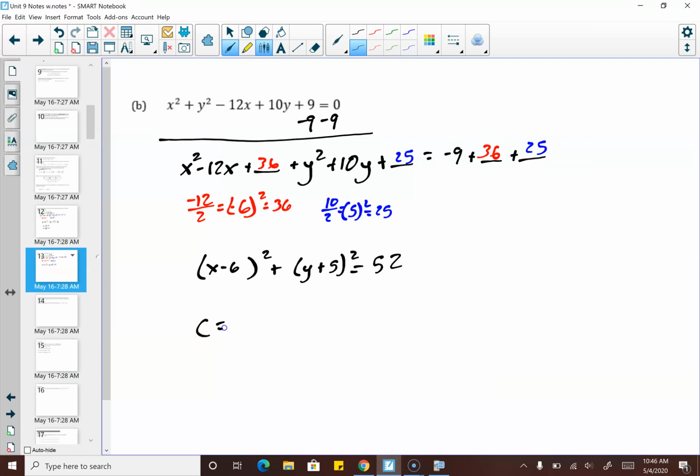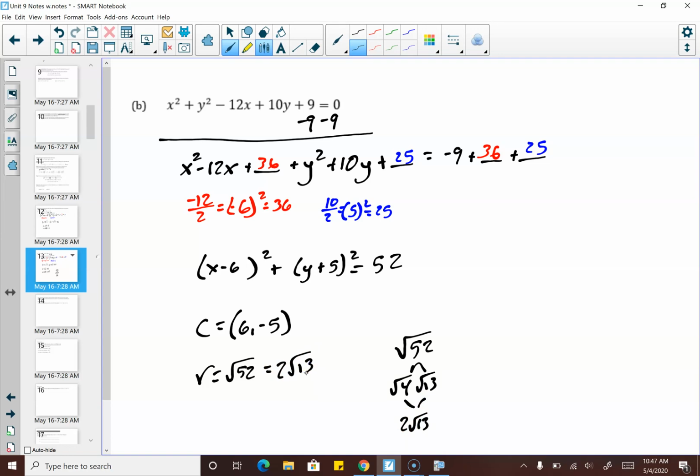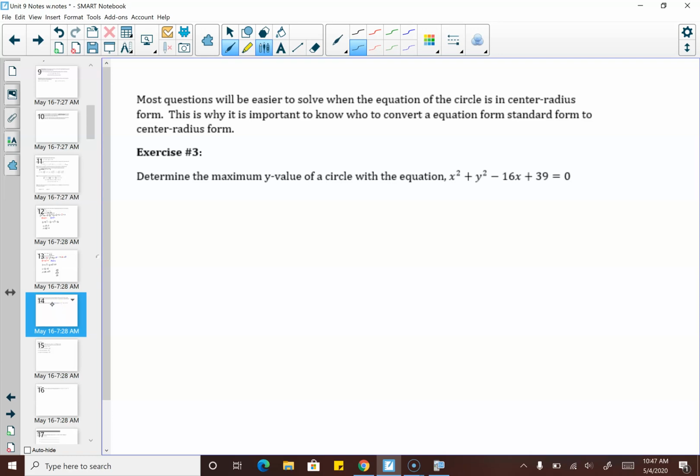So that's going to give me a center of (6, -5) and a radius of the square root of 52. Now 52 is not perfect, but it does split into the square root of 4 and the square root of 13, which gives us 2 square root 13. So that's going to be our radius. Most questions will be easier to solve when the equation of the circle is in center-radius form. That's why it's important that we know how to convert from one to the other.